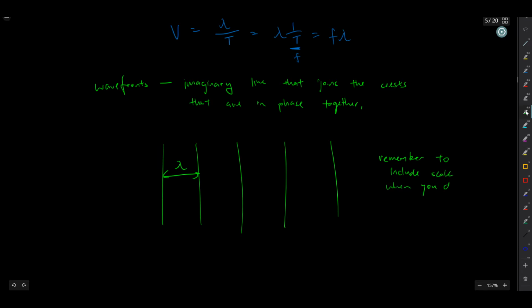If it's 5 wavefronts, then is it the gap or is it the line? 5 wavefronts means 5 lines. But 5 wavefronts has 4 lambda. Correct. So I just drew 5 wavefronts. How many lambda are there? 4, right? Of course, please use a ruler. I never use a ruler, so the spacing looks a bit off and my line is not straight.